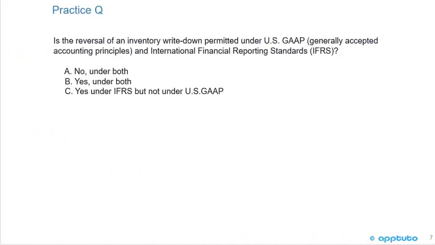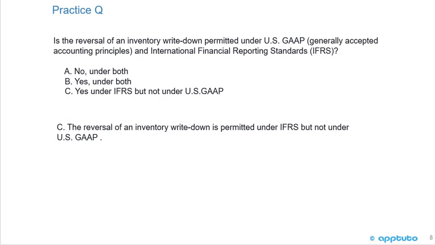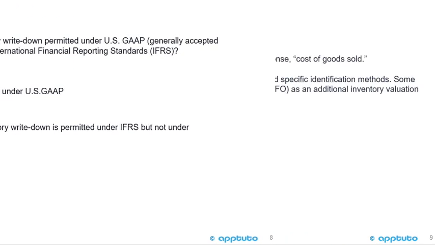A quick little practice question to check our understanding. Is the reversal of an inventory write-down permitted under US GAAP, generally accepted accounting principles, and International Financial Reporting Standards, IFRS? A, no, under both; B, yes, under both; or C, yes, under IFRS, but not under US GAAP? The correct answer is C. The reversal of an inventory write-down is permitted under IFRS, but not under US GAAP.